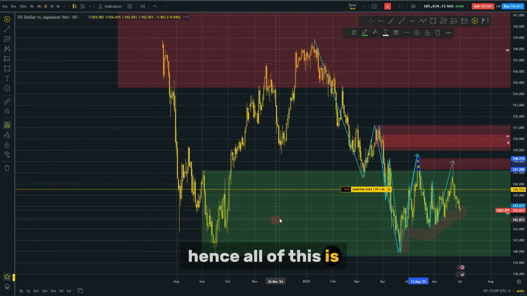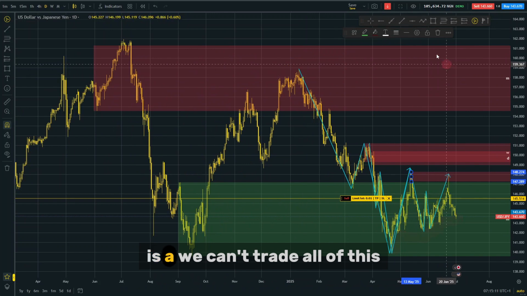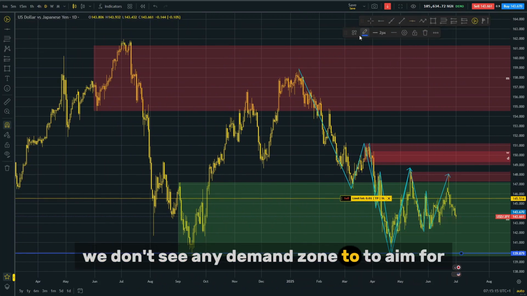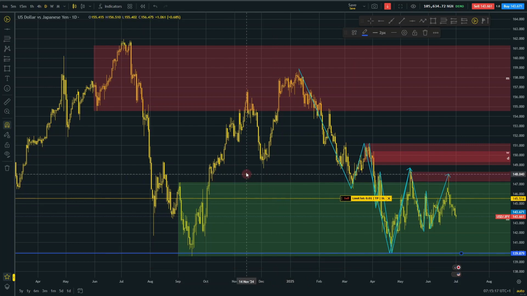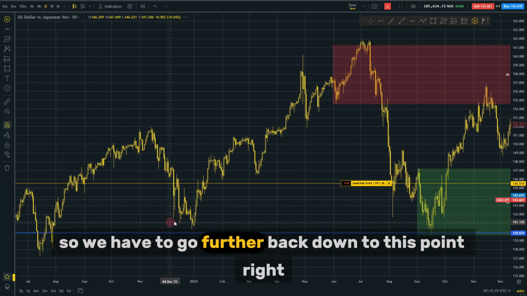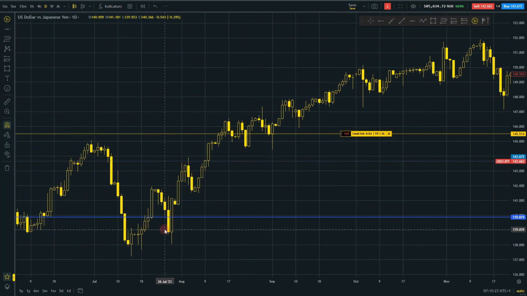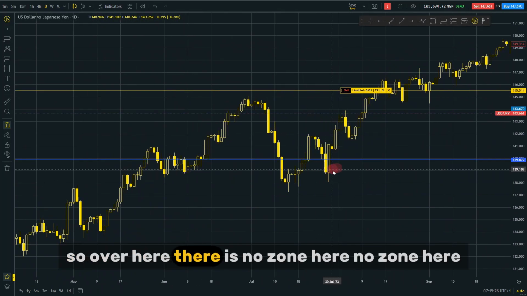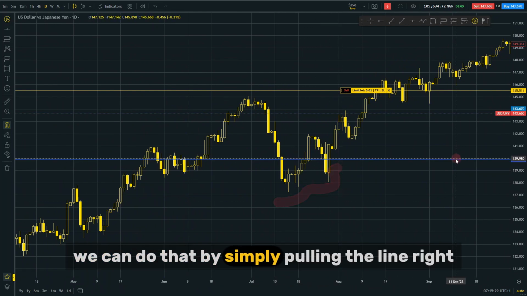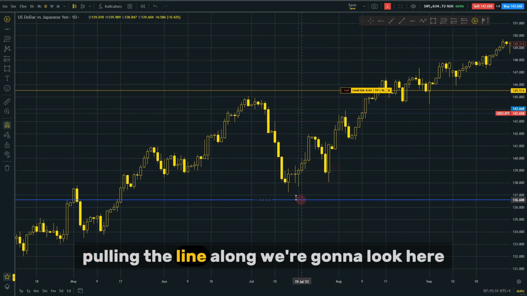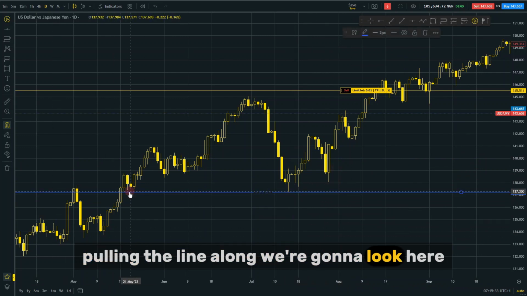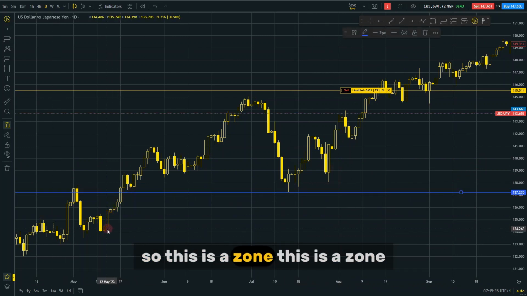Hence, all of this we can't trade. We don't see any demand zone to aim for. So we have to go further back down to this point, right? So over here, there is no zone here, no zone here. We can do that by simply pulling the line along. We're going to look here. So this is a zone. This is a zone.